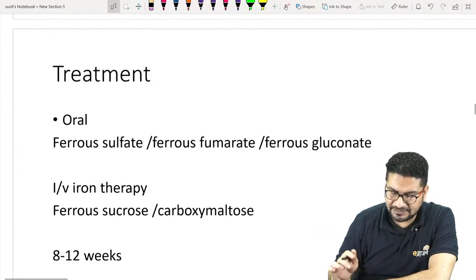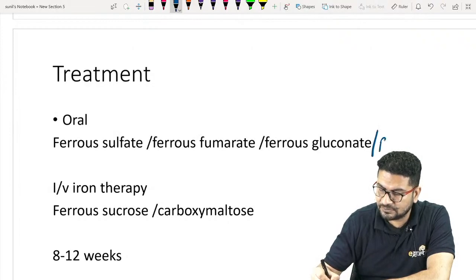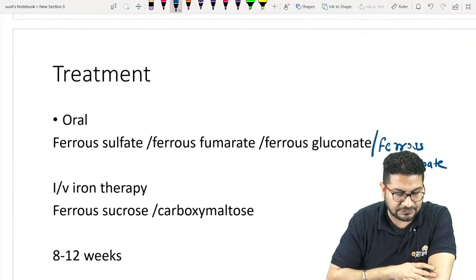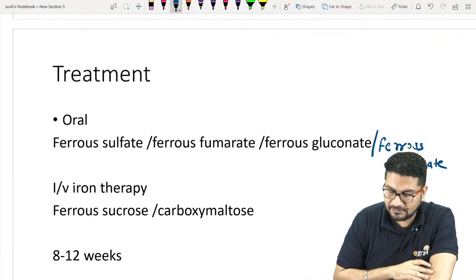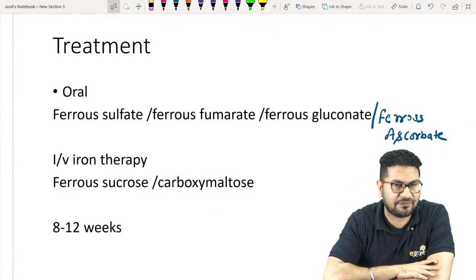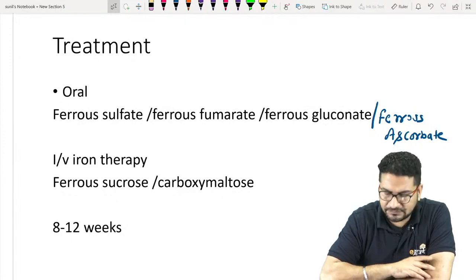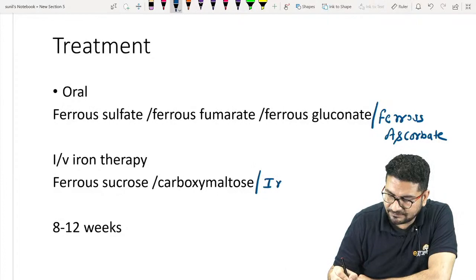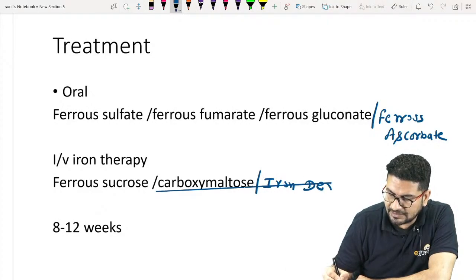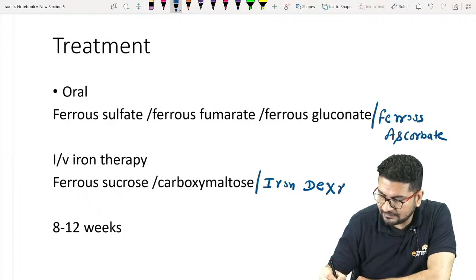Treatment: I told you we can give oral supplementation like ferrous sulfate, ferrous fumarate, ferrous gluconate, or ferrous ascorbate. My favorite, which I prescribe, is ferrous ascorbate because it already has ascorbic acid. So these are the oral iron formulations. Or we can give IV iron like iron sucrose, iron carboxymaltose, or iron dextran. Iron dextran is something that is commonly used.